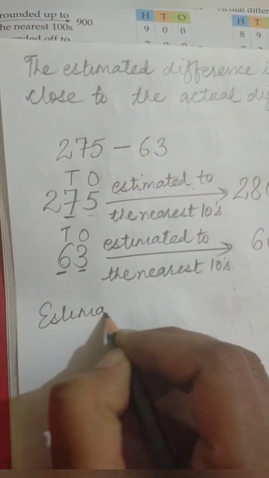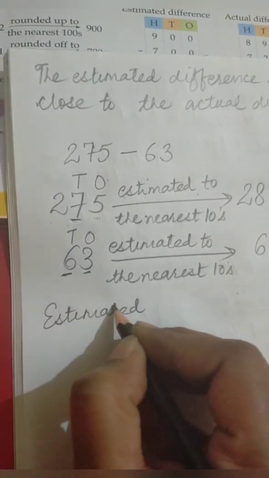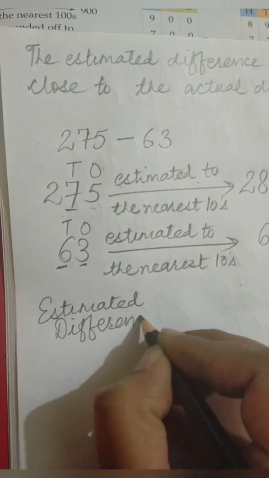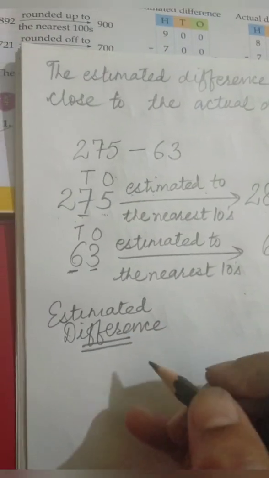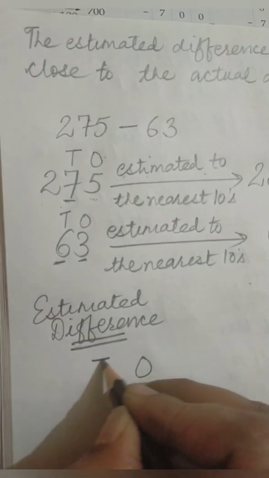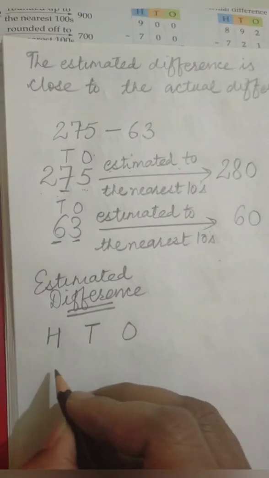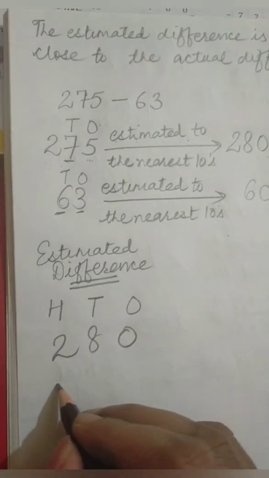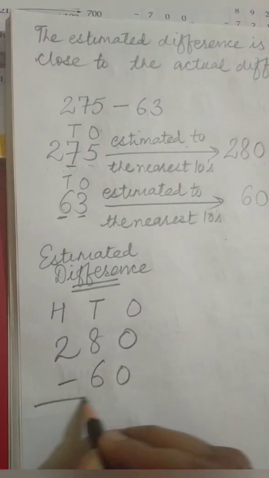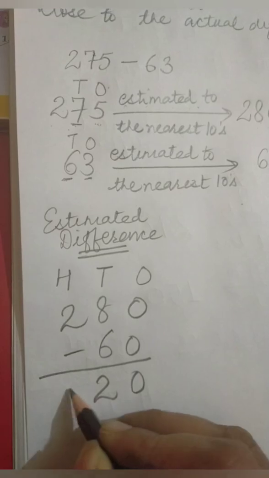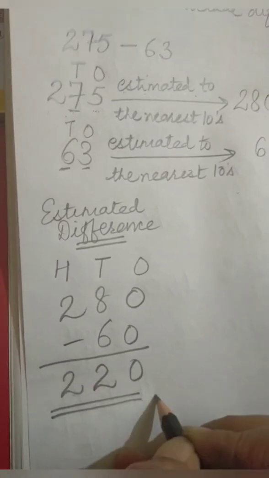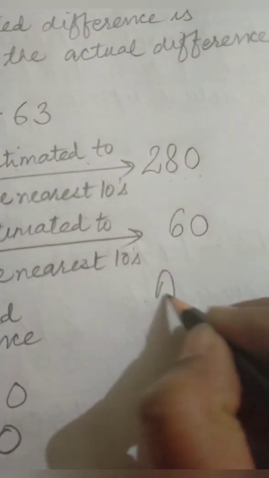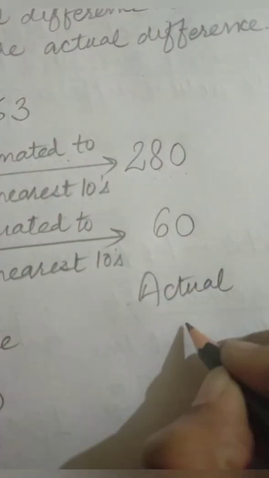Now we have to find out the estimated difference. Yes, here the estimated difference: ones, tens, hundreds, and it is 280, and next is 60. Now we will subtract. What will we get? We will get 220.